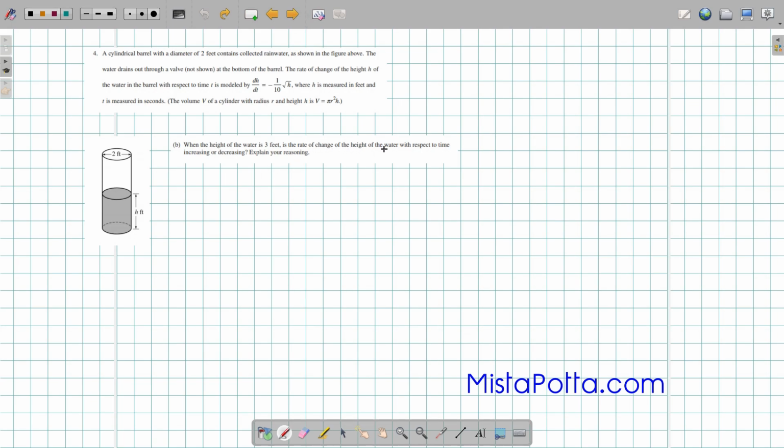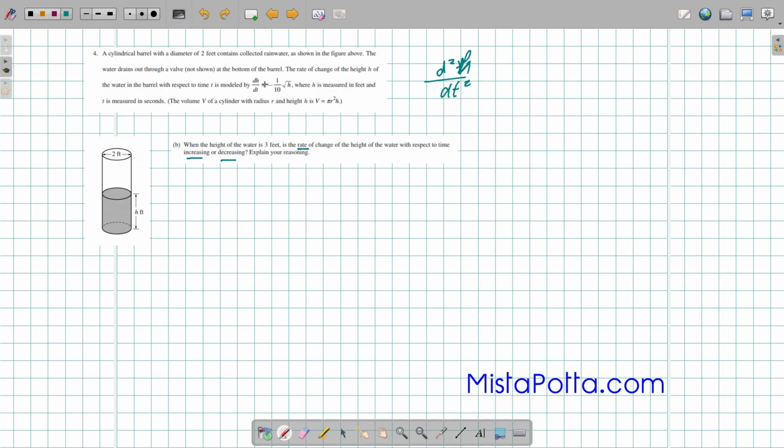On part B, it says when the height of the water is 3 feet, the rate of change in the height of water with respect to time, is it increasing or decreasing? I want to know if the rate is increasing or decreasing, which really means I want the second derivative of height with respect to time. So I want to take the derivative of this twice.